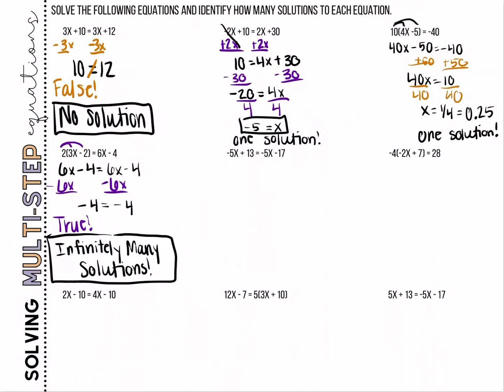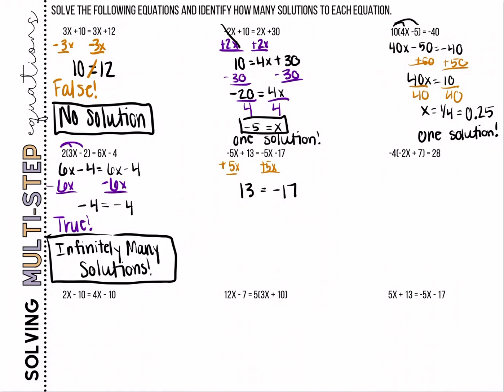So now I have negative 5x plus 13 equals negative 5x minus 17. So I'm going to add 5x on both sides. And if you notice, those are both going to cancel. Negative 5x plus 5x is 0. So I have 13 equals negative 17.